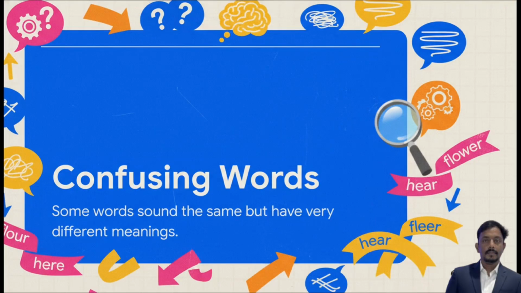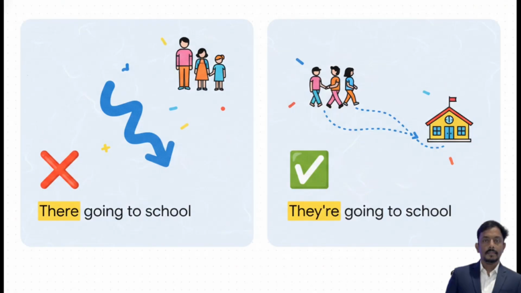You know, English loves to play tricks on us, and one of its favorite tricks is having words that sound exactly the same but are spelled differently and mean totally different things. They're called homophones, and they trip people up all the time. Just look at this one. "There" is all about a place, like over there. But if you're talking about a group of people, you need "they're," which is just a short and sweet version of "they are." That one little apostrophe changes everything.